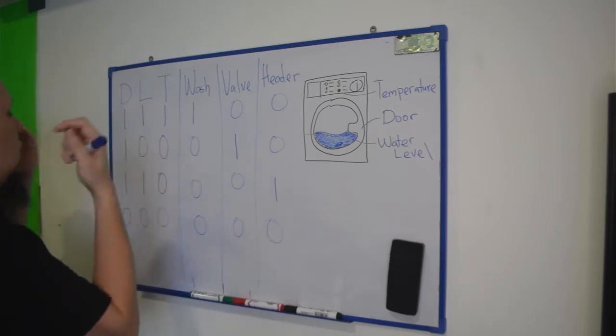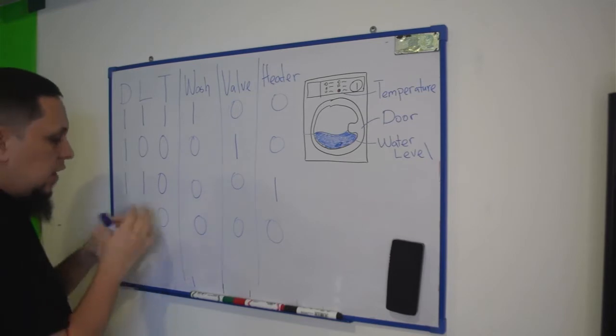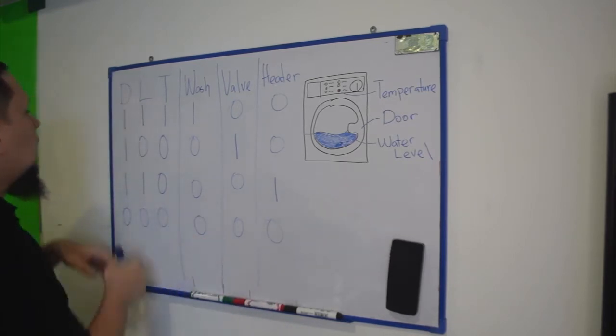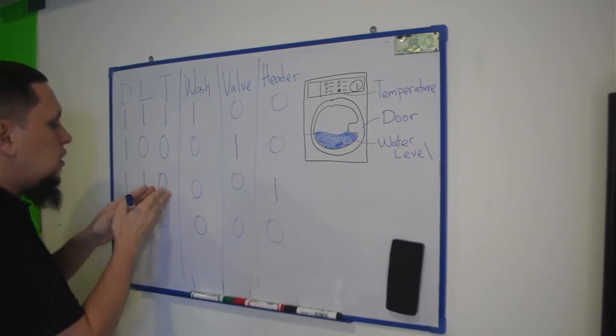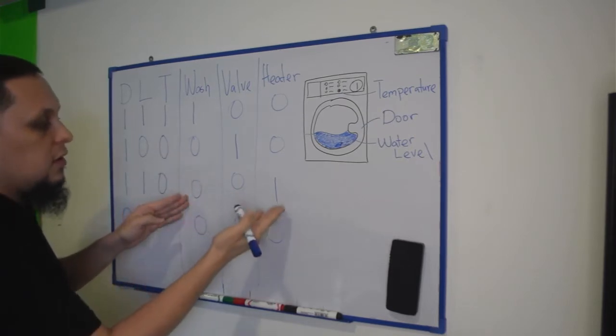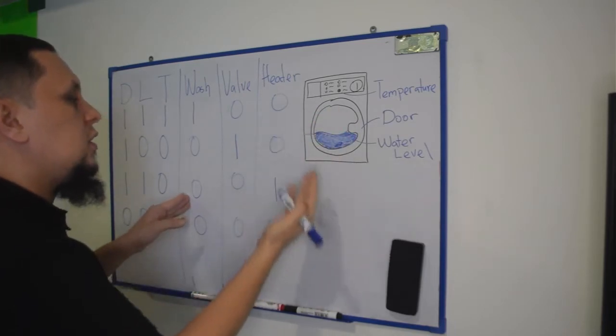Again, let's say that if the door is open, if there is no water and the temperature is low, the washing machine will not start the washing process. If the door is locked, you have enough water, but the temperature is low, then again the washing will not start, but instead we're going to start heating up the water.